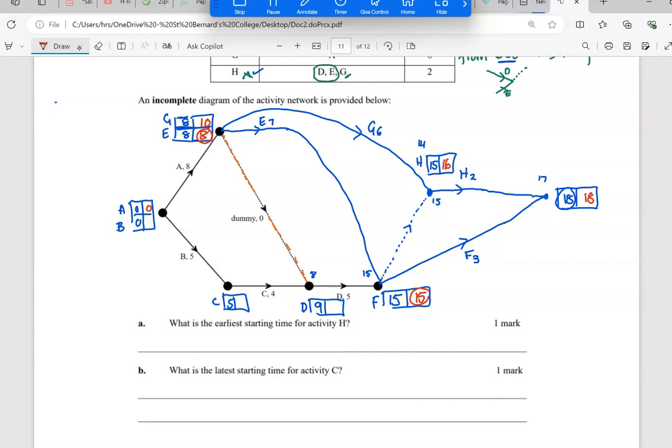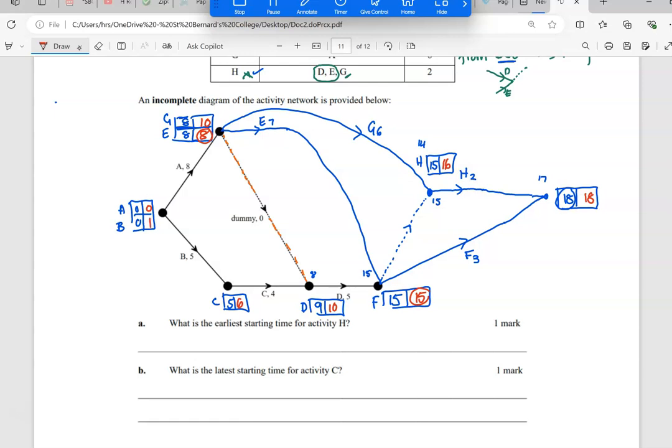Now back at F, going along D, 15 minus 5 is 10. And then via, so 10 minus 4 is 6, and then 6 minus 5 is 1.